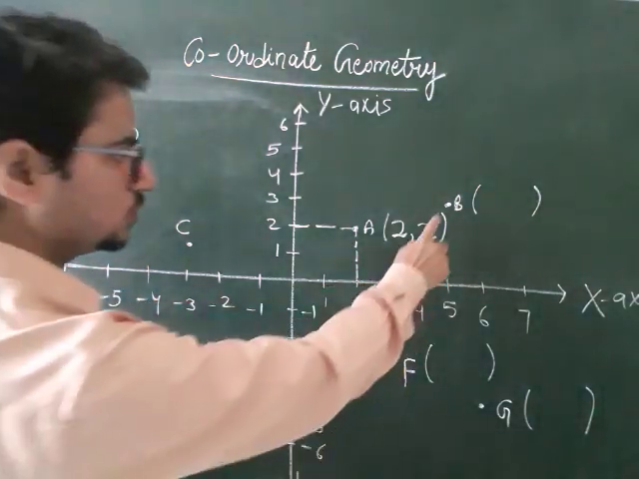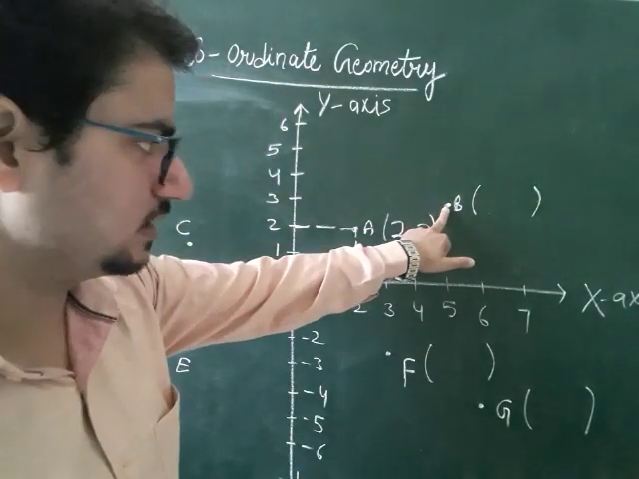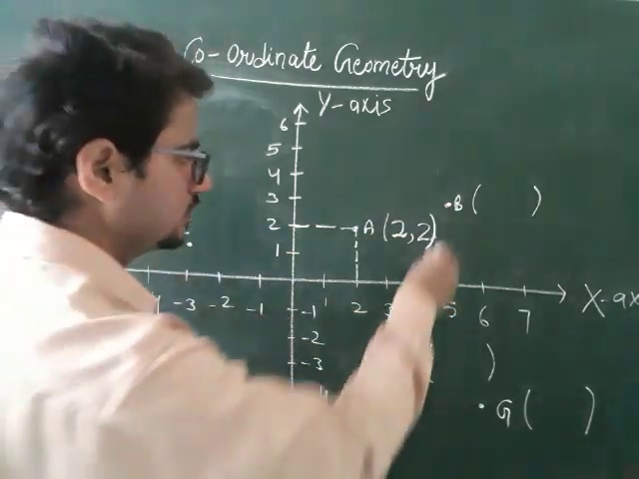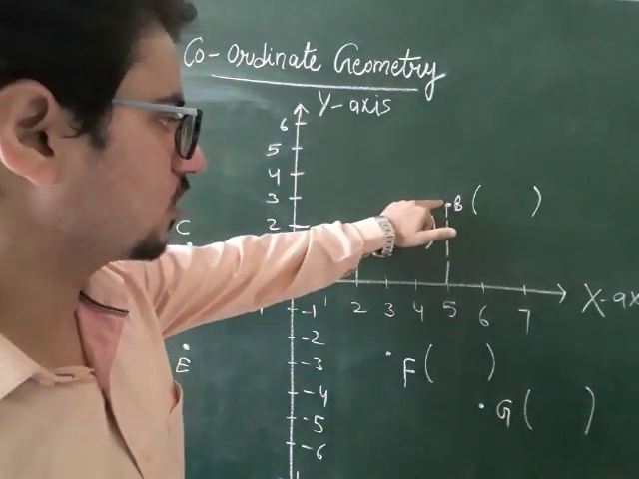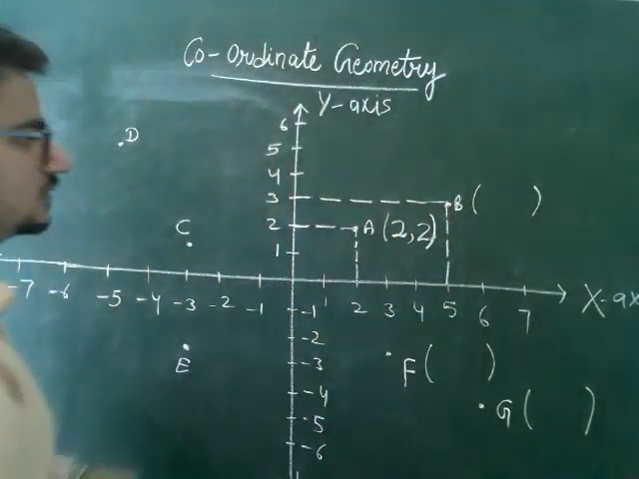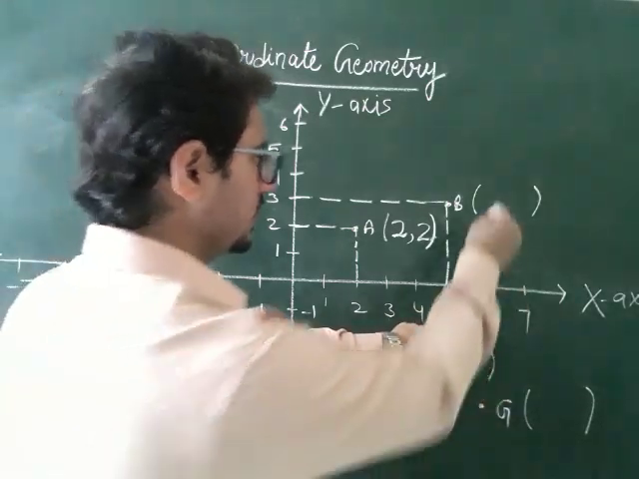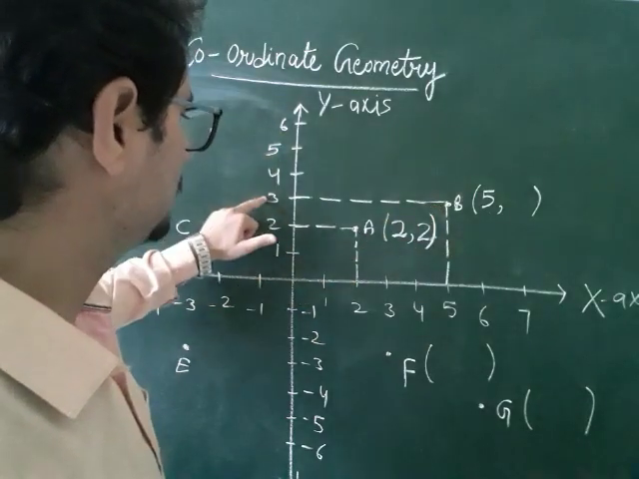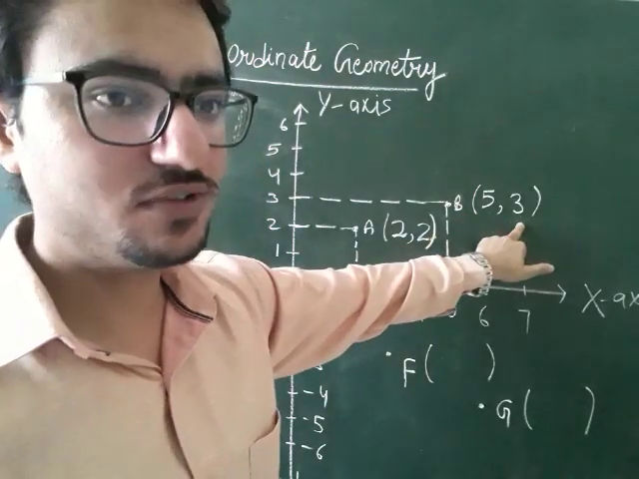Similarly, we need to find the coordinates of point B also. We have to find the coordinates of point B also. Draw a perpendicular from point B on x-axis like this, and from point B we will draw a perpendicular on y-axis like this. Now read out the value of x. x is plus 5, comma, now read out the value of y. y is plus 3. So the coordinates of point B is 5, 3.